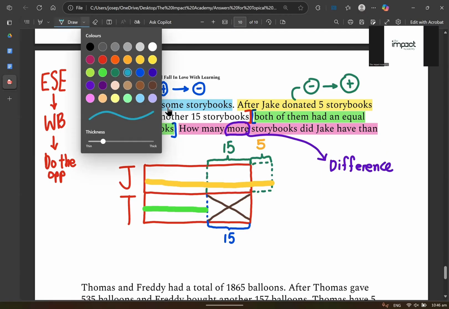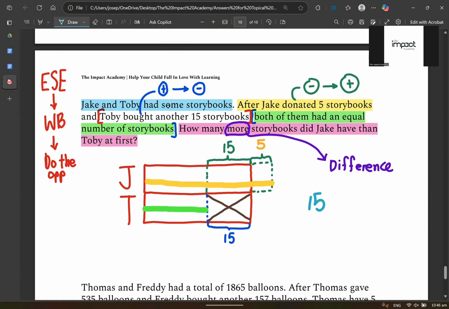Can you understand or don't understand? Give yourself a pat on the back. Simon says give yourself a pat on the back. Give your friend a pat on the back and tell your friend, good job. Don't hit your friend too hard. That's all I have for you for this question. Your answer has to be 20 because Jake definitely had 20. You can see 20 is this part over here, more than Toby.